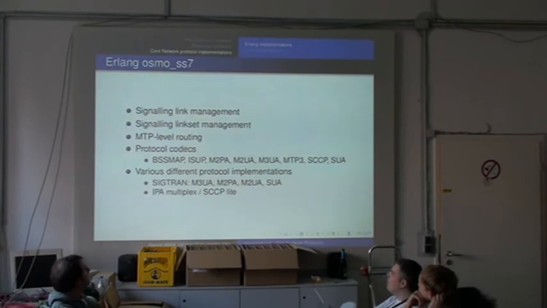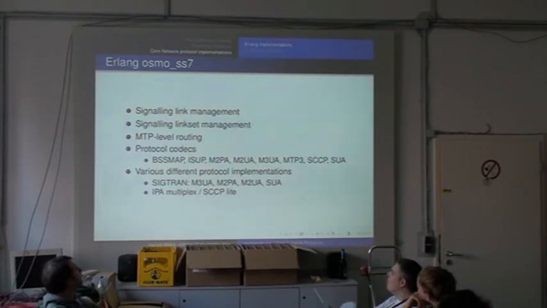A protocol codec is something that converts from the on-wire message into a nested Erlang data structure, and vice versa. So you can decode the message into something high level and you can encode it again in the other way. And for BSSMAP, ISUP, M2PA, M2UA, M3UA, MTP3, SCCP, and SUA, we have protocol codecs in there. They don't do any logic, they just translate between different representations of the same data.